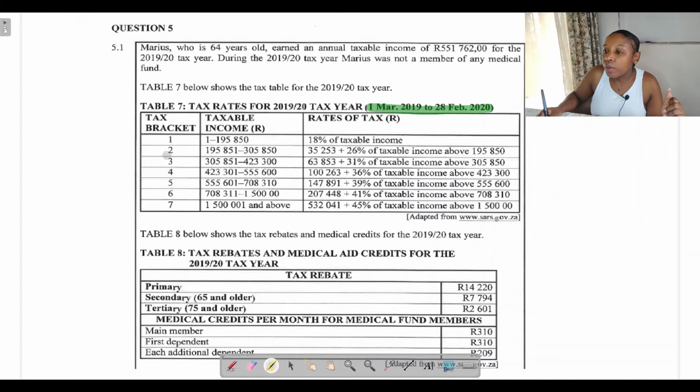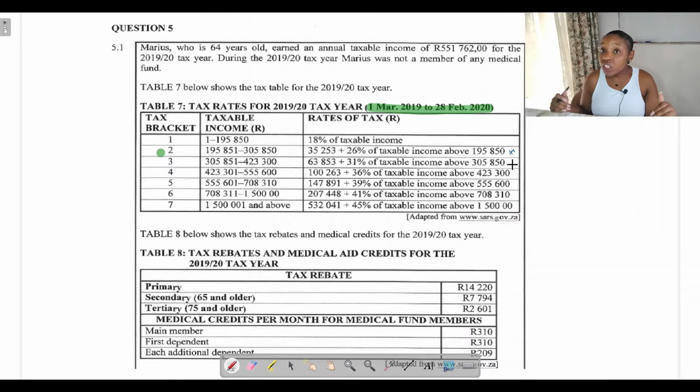If you earn 195,851 to 305,850, the rate of tax that you basically need to pay is 35,253 plus 26% of taxable income above 195,850, right? So I think it's very important for me to explain what this part means, okay?